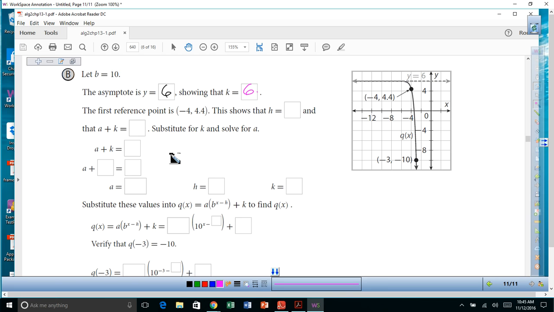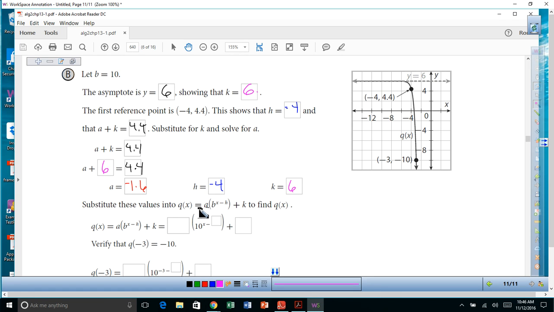This shows that h is negative 4, and that a plus k is 4.4. Substitute for k and solve for a. So a plus k is 4.4, and then a plus 6 equals 4.4. If we subtract 6 from both sides, we get a equals negative 1.6. So if a is negative 1.6, h is negative 4, and k is 6.